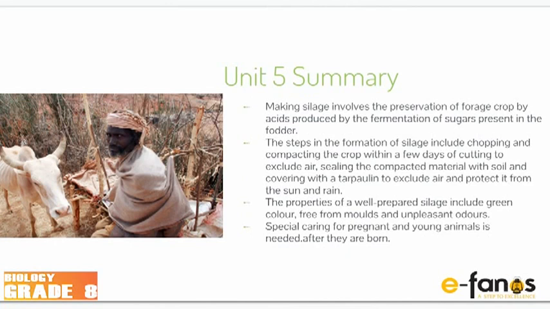Unit 5 summary continued. Making silage involves the preservation of forage crop by acids produced by the fermentation of sugars present in the fodder. Next steps in the formation of silage include chopping and compacting the crop within a few days of cutting to exclude air, sealing the compacted material with soil, and covering with a tarpaulin to exclude air and protect it from the sun and rain.